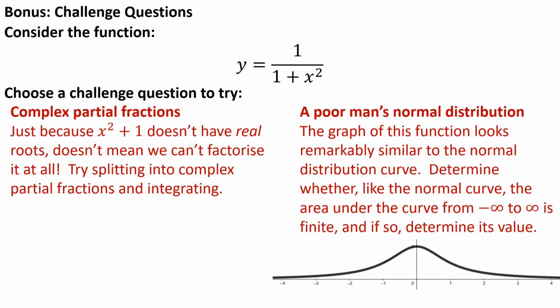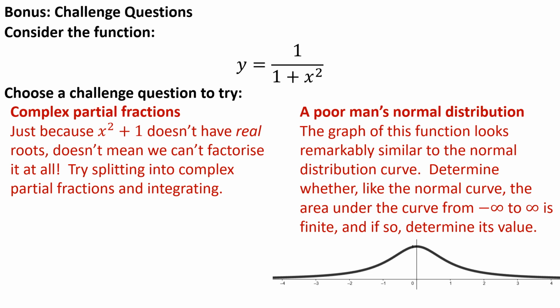Here's a couple of challenge questions to try. Complex partial fractions and a poor man's normal distribution. The complex partial fractions builds on the idea of the integral we saw earlier with 1 over 1 minus x squared, where the natural approach was to use partial fractions. In this case, we have 1 plus x squared, so we can't possibly factorize it, except we can if we're allowed complex numbers. So give that a try and see if you can create a complex number result by using partial fractions.